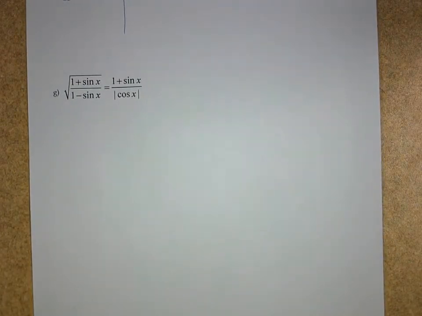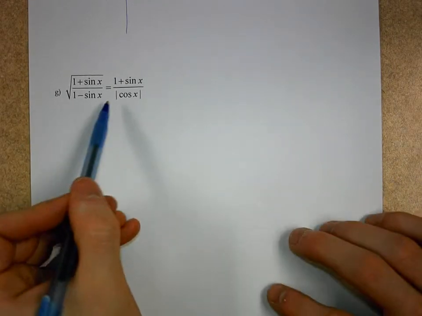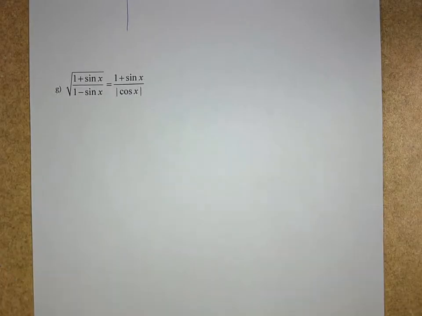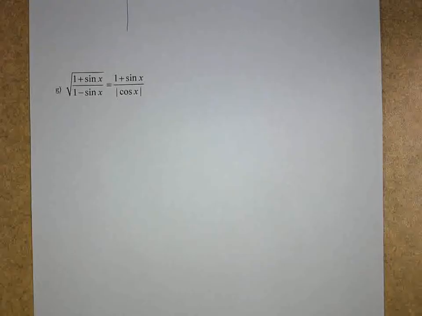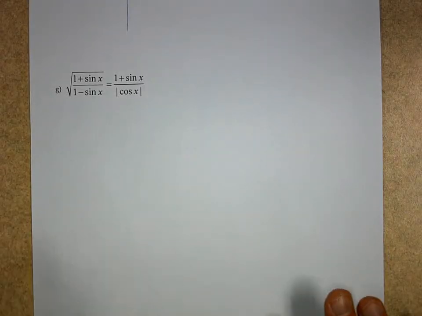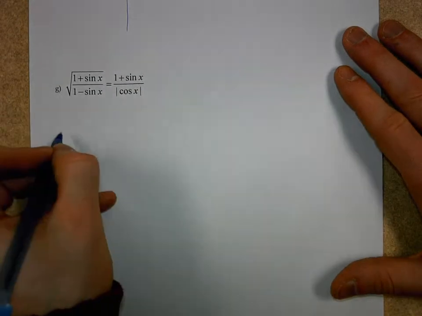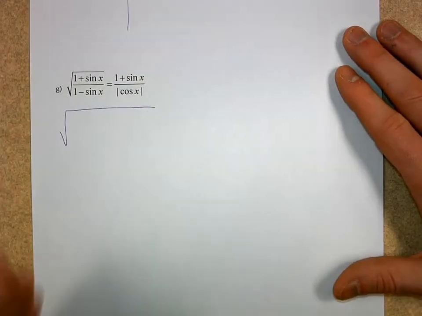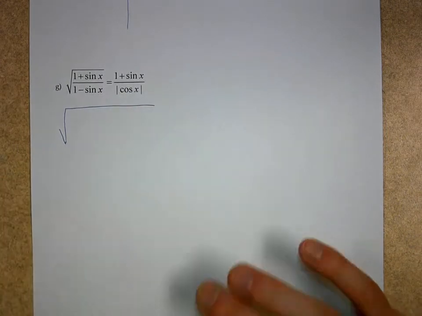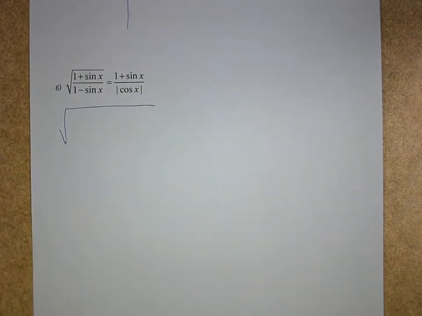The last example deals with square roots and absolute values. Really the only thing we've got to worry about with this absolute value is that when we take a square root, we don't have a negative underneath the square root. So here we've got to make sure that this piece always ends up being positive, and that's really all this absolute value takes care of.